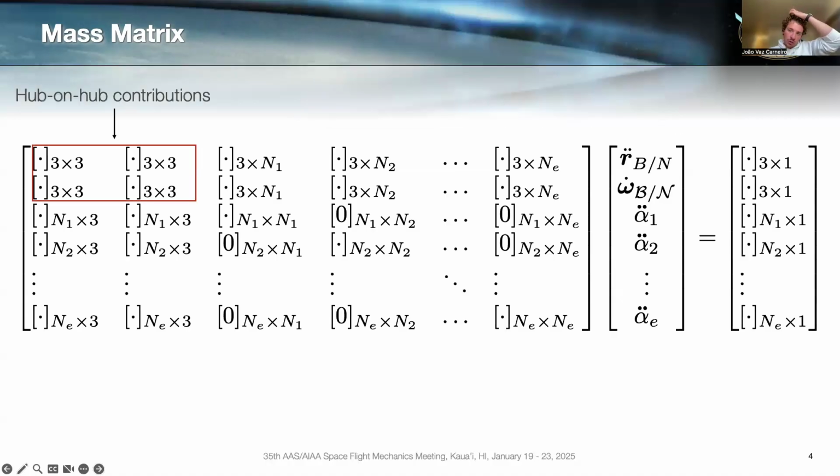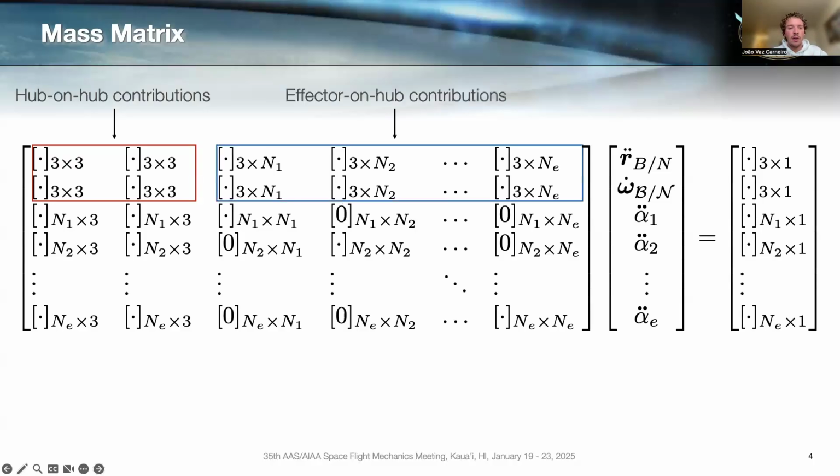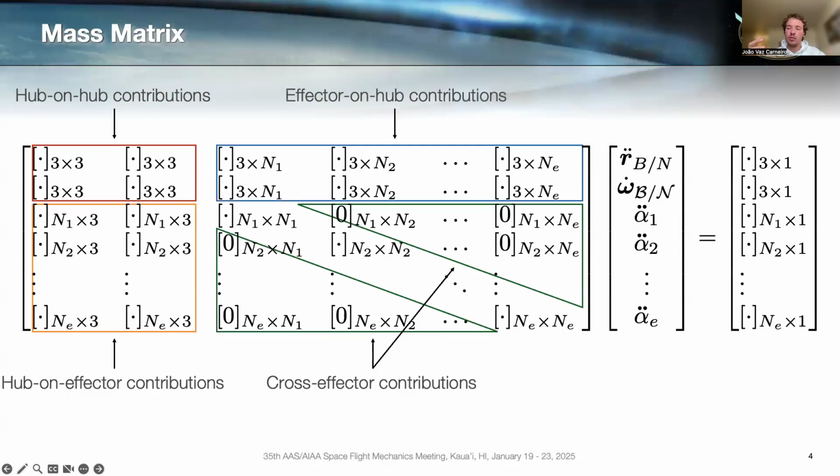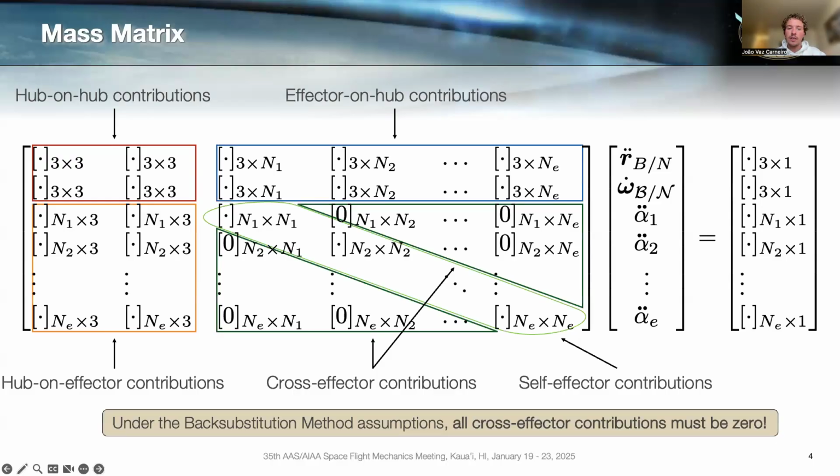Looking at the mass matrix, we can separate it into multiple parts. The top left is the hub-on-hub contributions. And then to the right of it, we have the effector-on-hub contributions, then the hub-on-effector contributions, and then everything else is the effector-on-effector contributions. Now we can further separate this submatrix into the cross-effector contributions as the off-diagonal terms of that submatrix. And then along the block diagonal, we have the self-effector contributions. And the key aspect here is that using the backsubstitution method assumption, that is, that all components are attached to the hub in parallel, all cross-effector contributions are zero.